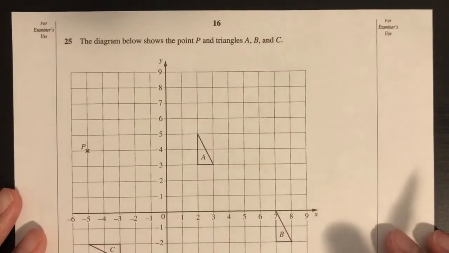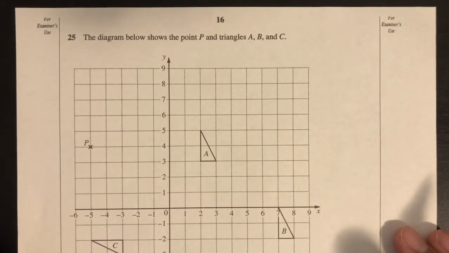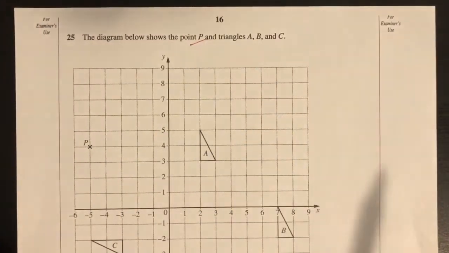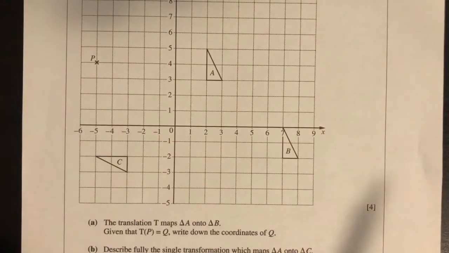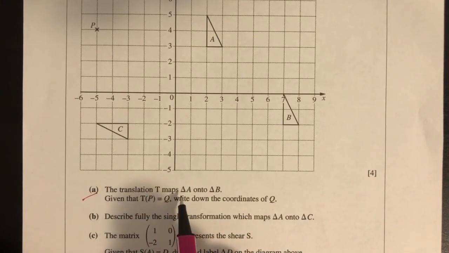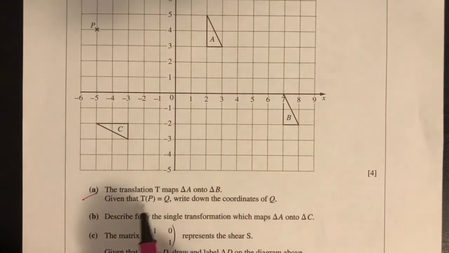Okay, so moving on to the last question, I think. Yep, question 25. The diagram below shows the point P. We have a point P here. Triangles A, B, and C. So we have three triangles A, B, and C. Now, part A, the translation T maps A onto B. Okay, so A has been mapped onto B by translation.